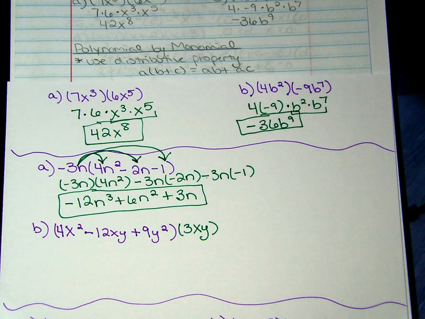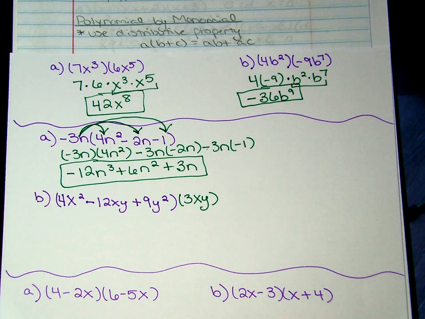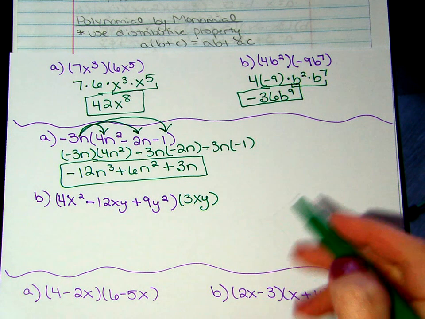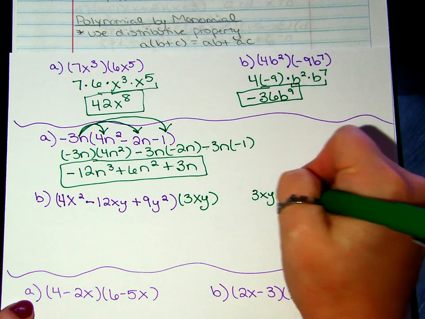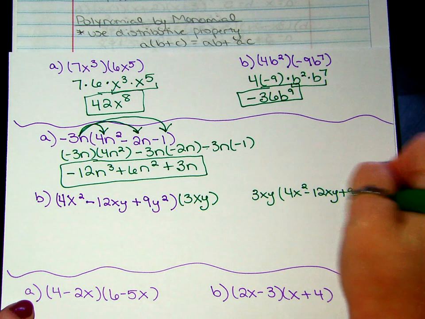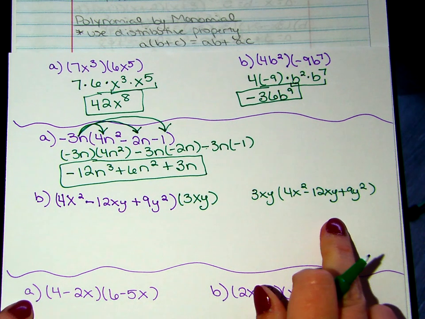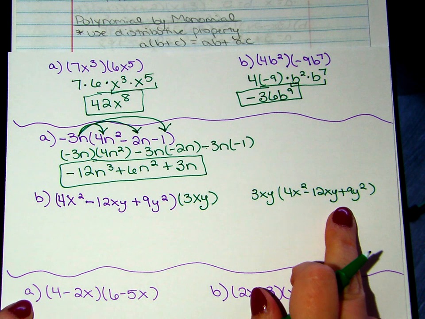For B, our monomial is at the back. And that's okay. If you don't like your monomial at the back, you can simply rewrite the problem to where it would say 3xy times the 4x squared minus 12xy plus 9y squared. If this makes you more comfortable, you can rewrite it like that. Totally okay. Honestly, that's usually what I would do.